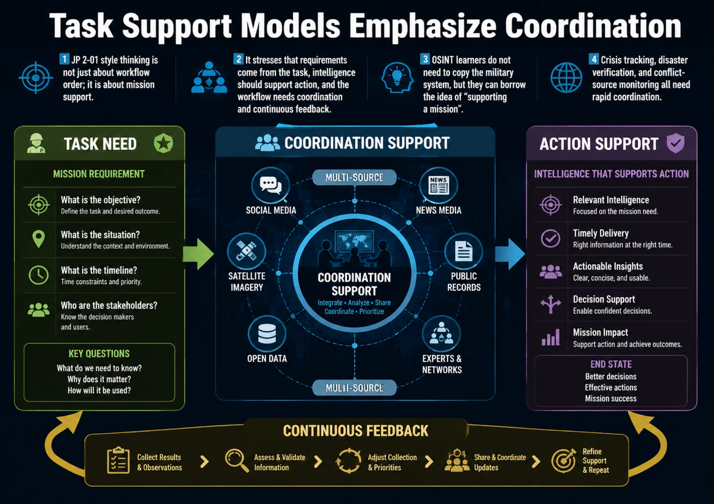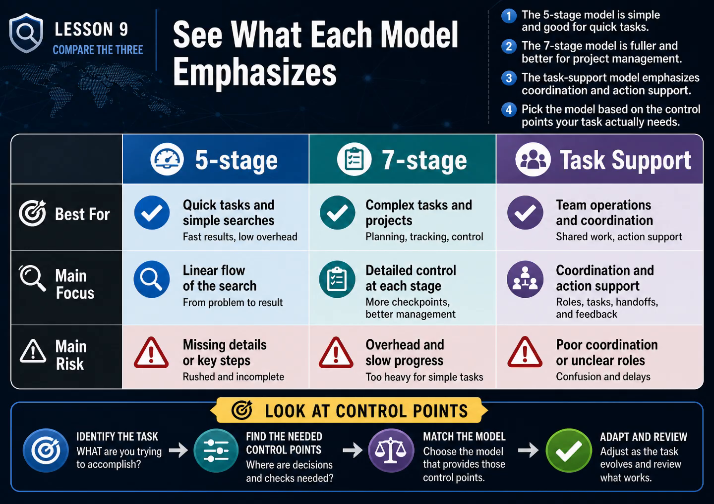This is useful in fast-moving OSINT situations: disaster verification, crisis tracking, conflict area monitoring, or large public event monitoring. In those cases, the work may involve several people. One person collects sources, another checks locations, another builds a timeline, and another writes the briefing. Feedback has to move quickly because the situation changes quickly. That is the lesson we borrow from task support models. Now put the three models side by side.